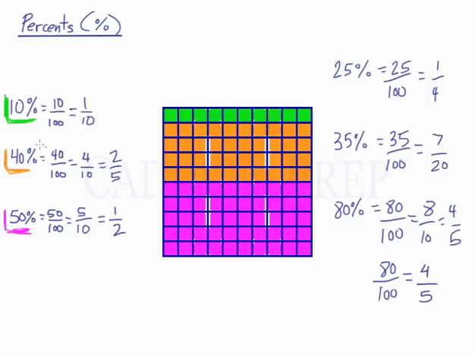So when we're converting percents into fractions, we're just going to write whatever the number is, such as 25/100, and reduce it if we can.